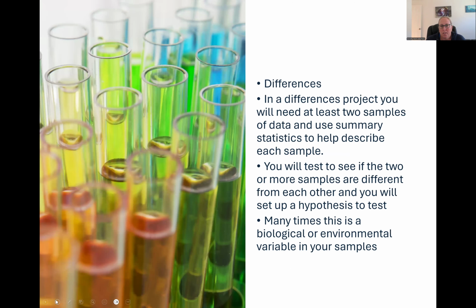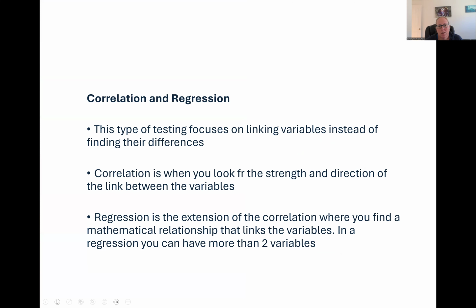In a differences project, you're literally looking at least 2 samples of data and using summary statistics to describe them. So a little bit like what you've been doing, where you find the mean, the median, you make a histogram, you do a little bit of preemptive statistics to look at the samples, and then you test them to see if they're different from each other. And a lot of times there's more than just 2 samples. We use this a lot in biology and environmental science. A lot of times there are those different kinds of variables which you'll have to add in for your test.